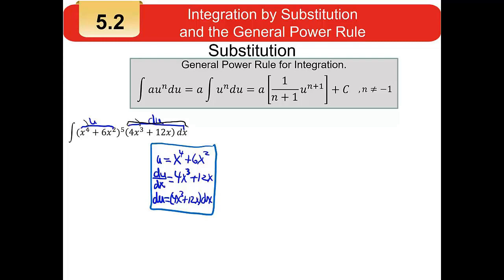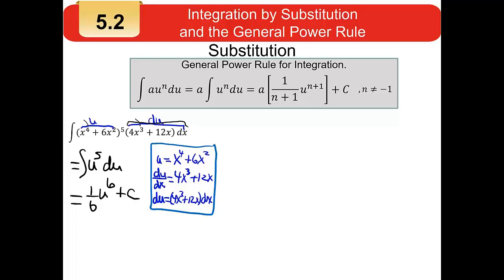So you're going to let that become u, the first part, raised to the 5th power, and the rest of it is going to be du. So when you substitute, you get u to the 5th times du. Everything came out perfectly.